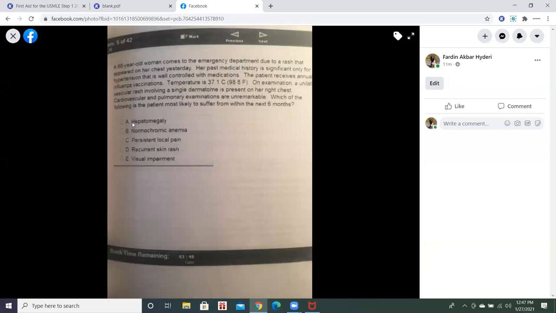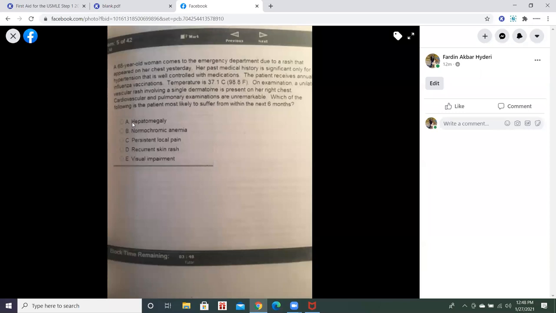The temperature is normal on examination. A unilateral vesicular rash involving a single dermatome is present on her chest. Okay, I'm pretty sure you guys know which virus this is. Which of the following is the patient most likely to suffer from within the next 6 months?